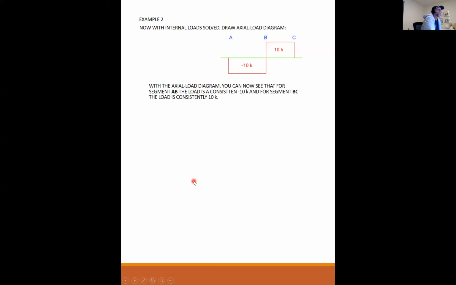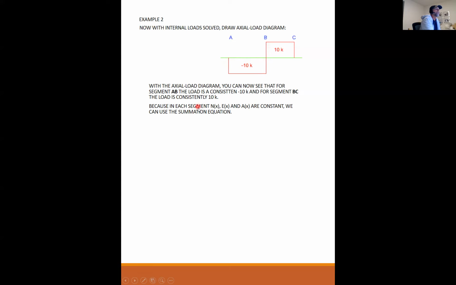They are constant. So with the axial load diagram, you can now see that for segment AB, the load is a consistent minus 10 kips. And for segment BC, the load is consistently positive 10 kips. Because for each segment, N sub x, E sub x, and A sub x are constant. They're not constant through the whole length, but they are constant for each segment, A to B, B to C.